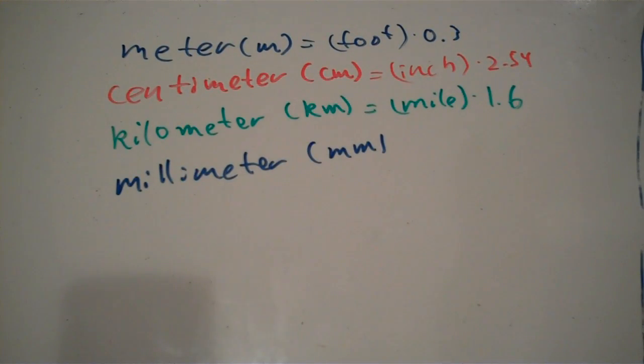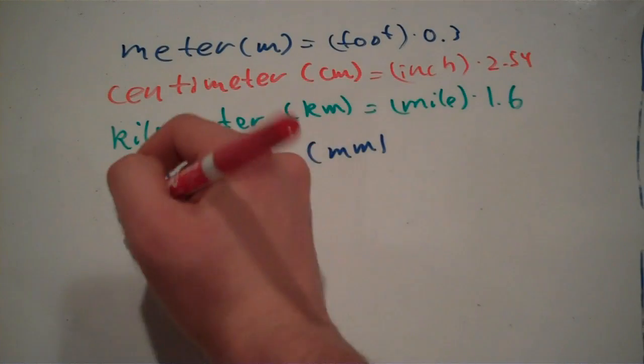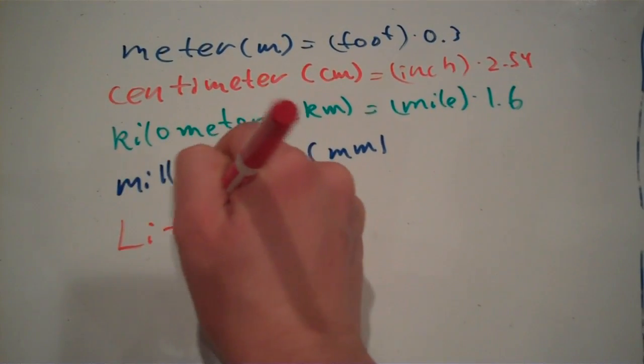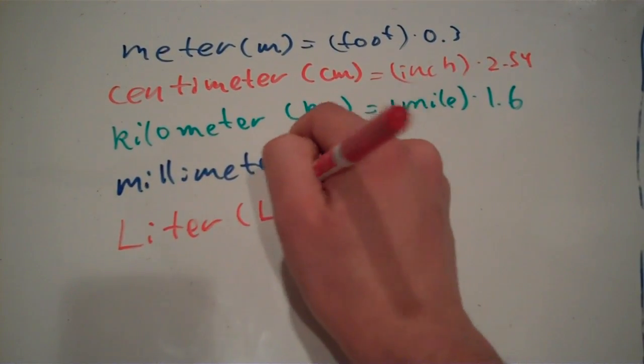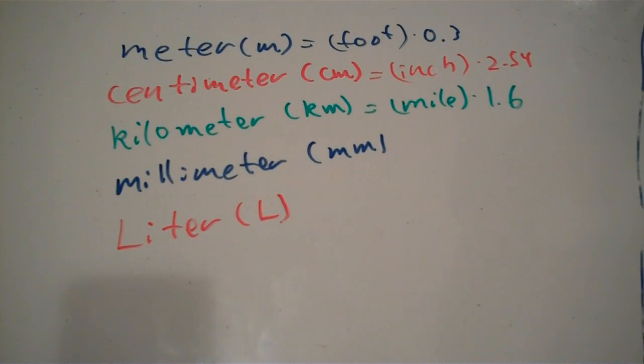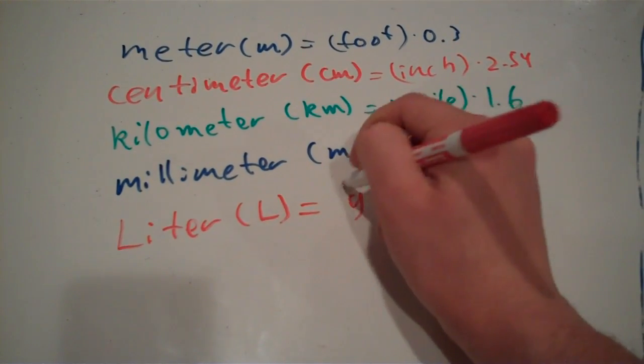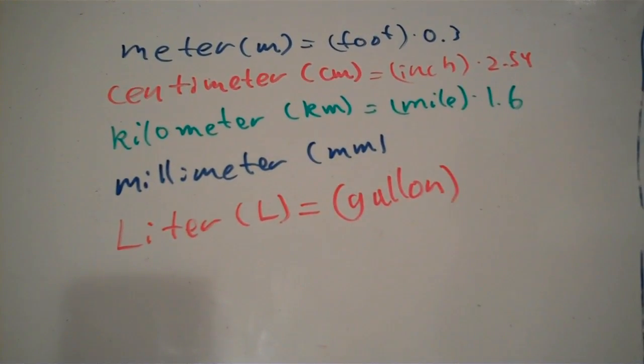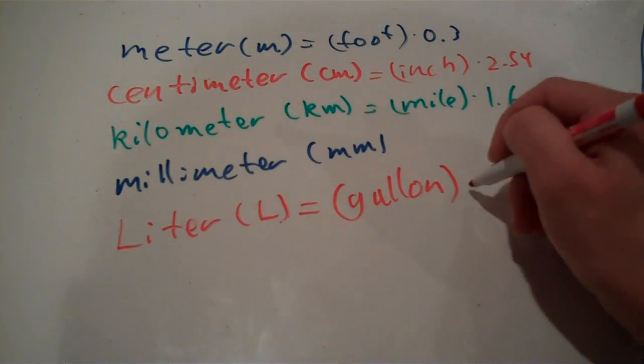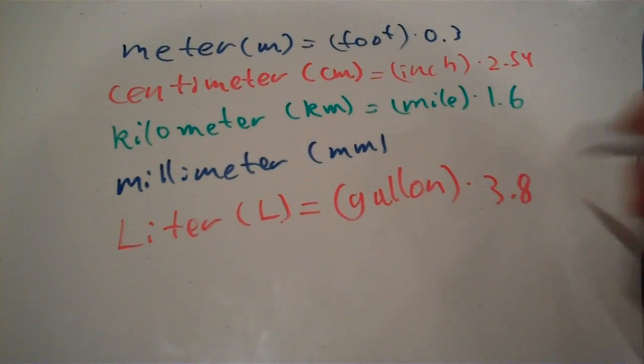Now, related to length is volume. And the metric system measures volume in liters, which are abbreviated L. Now, liters is the metric system replacement for gallons. And to convert gallons to liters, you multiply your volume in gallons by about 3.8.